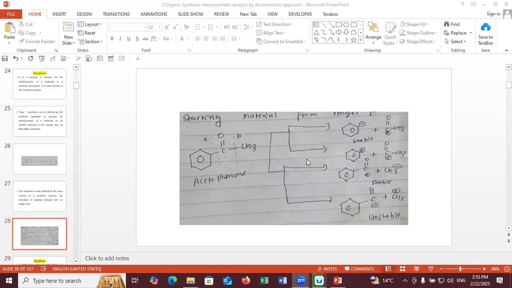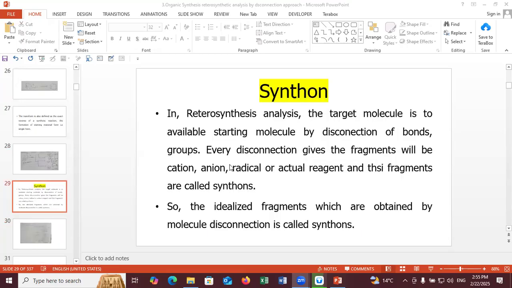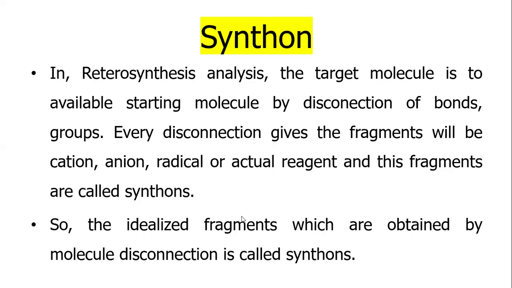These are the synthons. In the retrosynthetic analysis, the target molecule is converted to available starting molecules by disconnection of bonds. Every disconnection gives fragments, which will be a cation, anion, radical, or an equivalent reagent. These fragments are called synthons. So, idealized fragments which are obtained by molecular disconnection are called synthons.